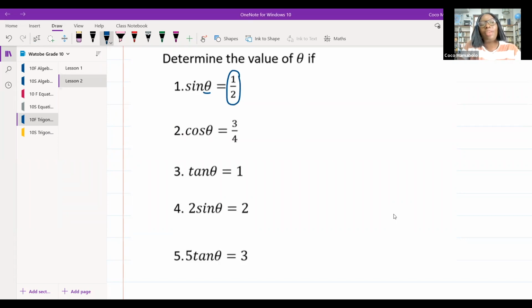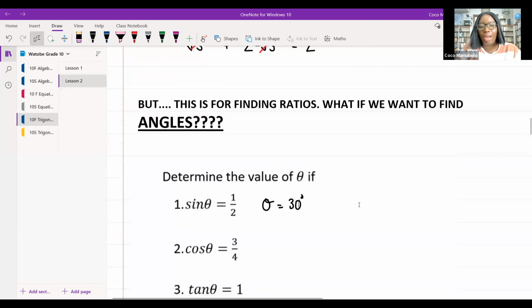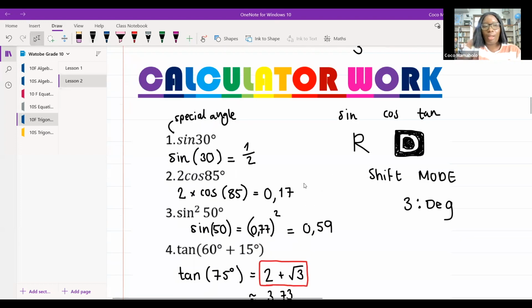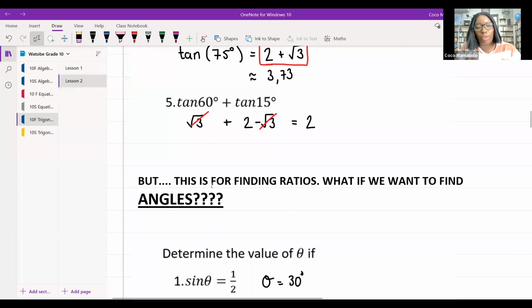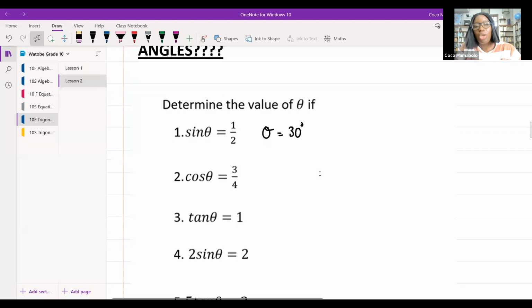If you looked at the questions we did before, you would tell me that theta is equal to 30 degrees because we just did it. We found out over here that sine of 30 is equal to a half. So if I wanted to know what theta is over here, it's 30 degrees. But if we don't know what it's going to be, like over here with cos of 3 over 4, we need to do a little something called a shift angle.